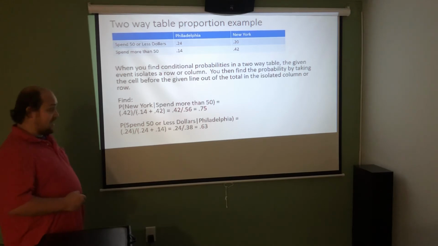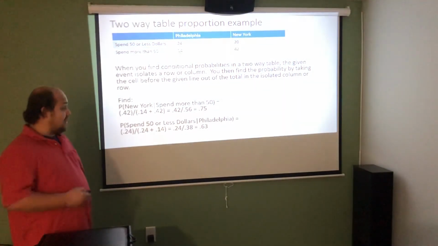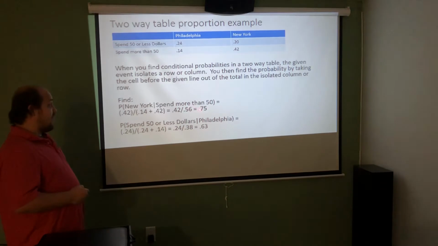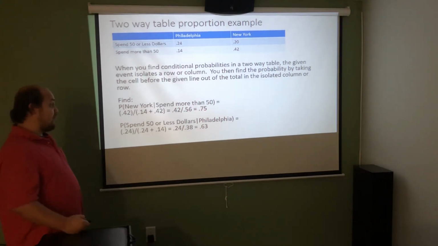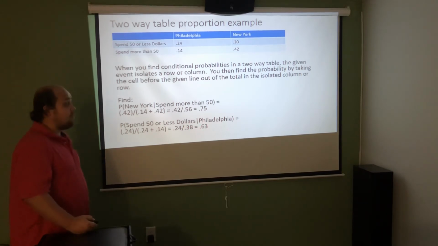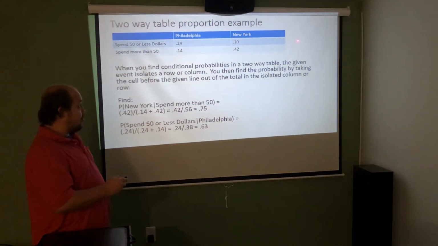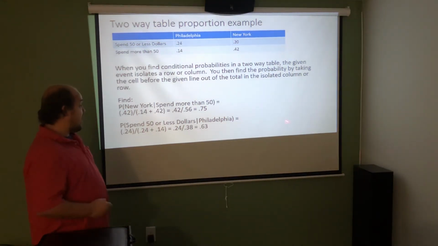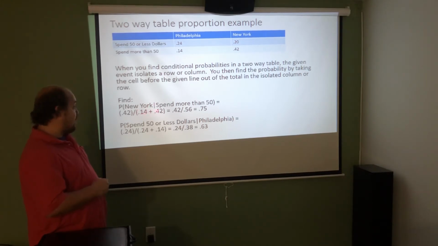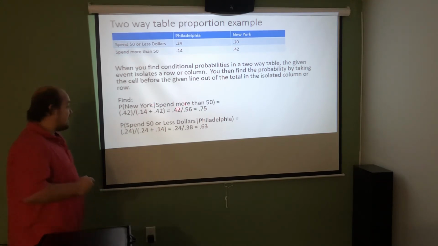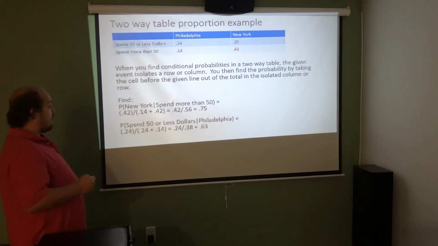Notice that this goes to the next step of actually putting it into the calculator and getting an answer. 0.42 divided by 0.56 gives me an answer of 0.75, and 0.24 divided by 0.38 gives me an answer of 0.63. Again, before I got these answers, I really want to have my totals for each of the rows and each of the columns, so that I could see where this is coming from, where basically this 0.14 plus 0.42 is just this row total. This is saying take the row total for spend more than 50 and put what's from New York on top of it.